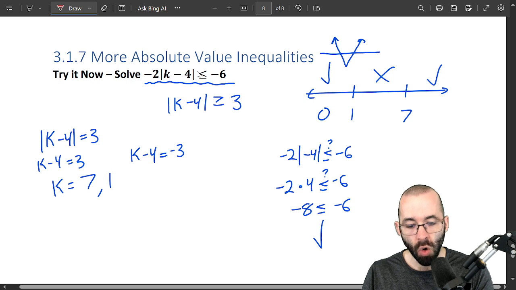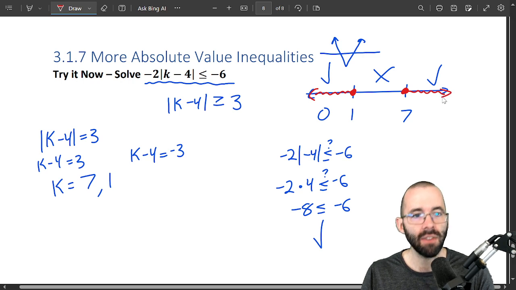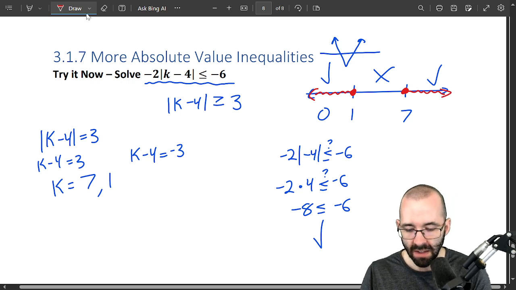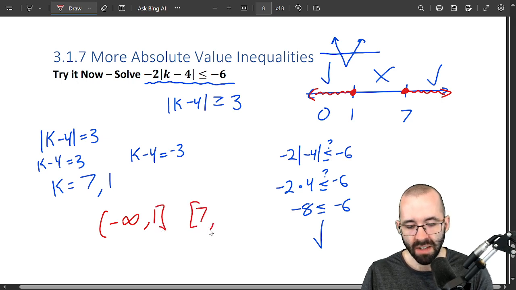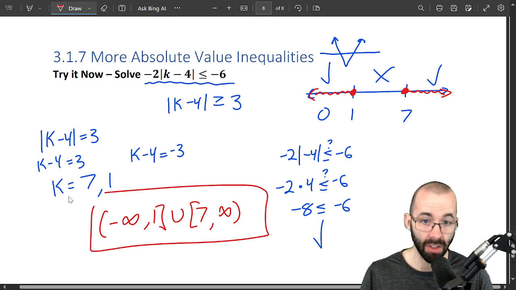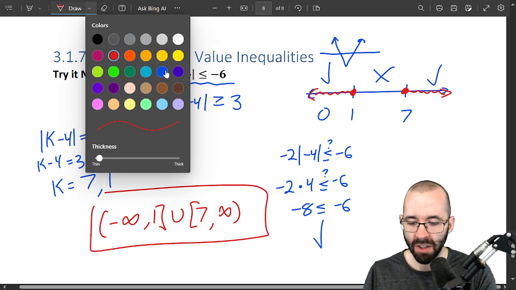is, it's a less than or equal to sign, so it will be included. It's going to be everything over here and everything over here. We'll say we can be as small as we want, get up to 1, or we can start at 7 and get as big as we want. Connect those with a union sign.